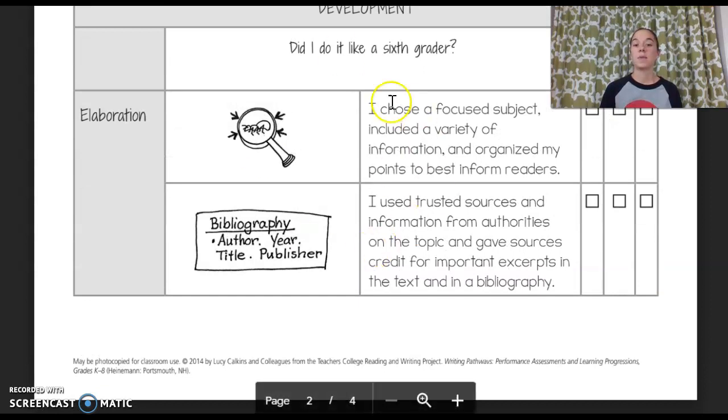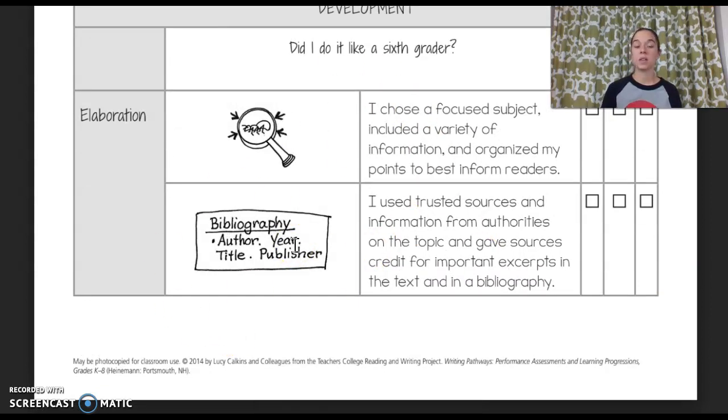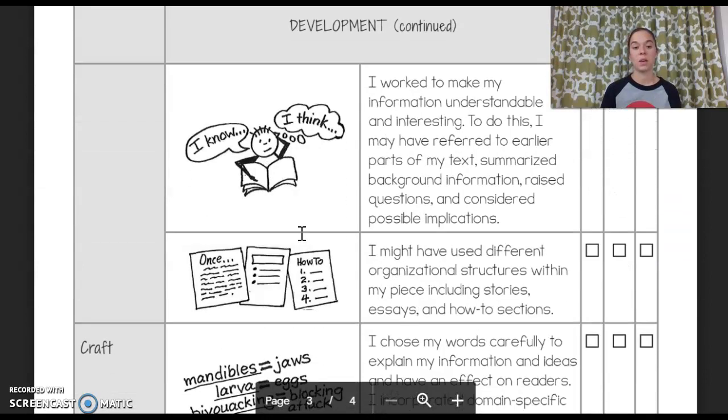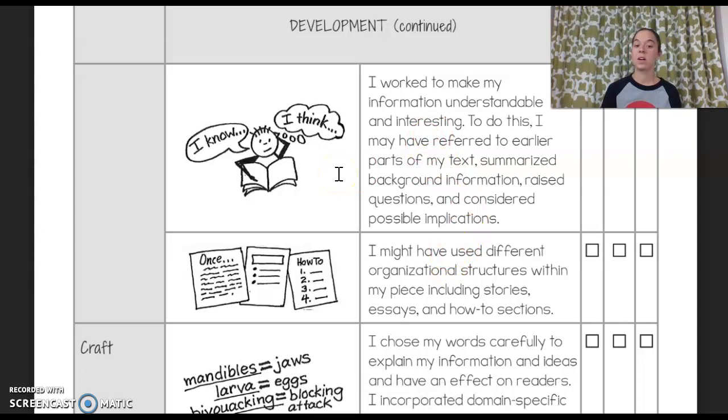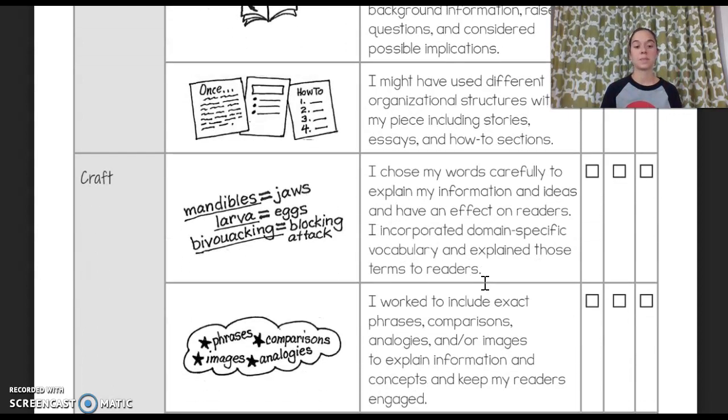This one is about elaboration. I know we've talked a lot about that in our writing this year, so do you explain a little bit of your thinking? Can we understand why you chose the information that you chose? Okay, and that has some more down here, so my information is understandable to my reader. Maybe I used different ways to organize, so not just one, but maybe I used a couple different options.